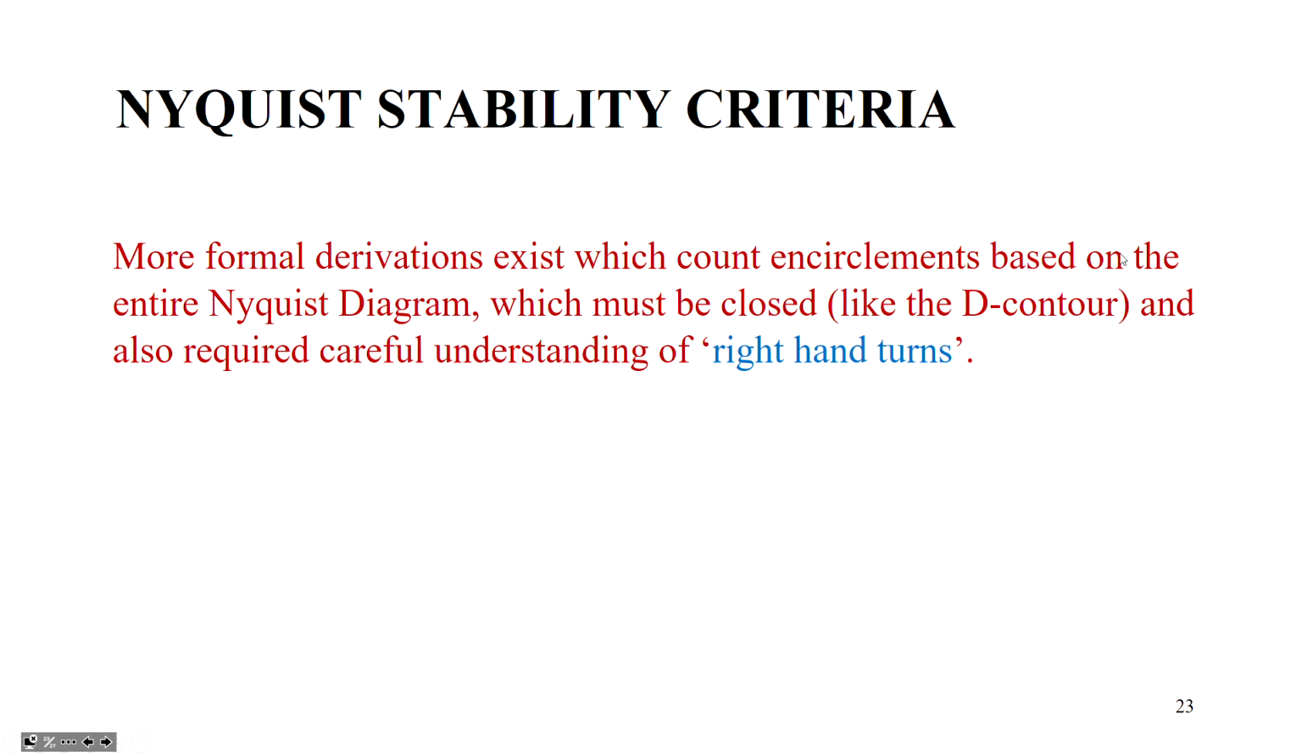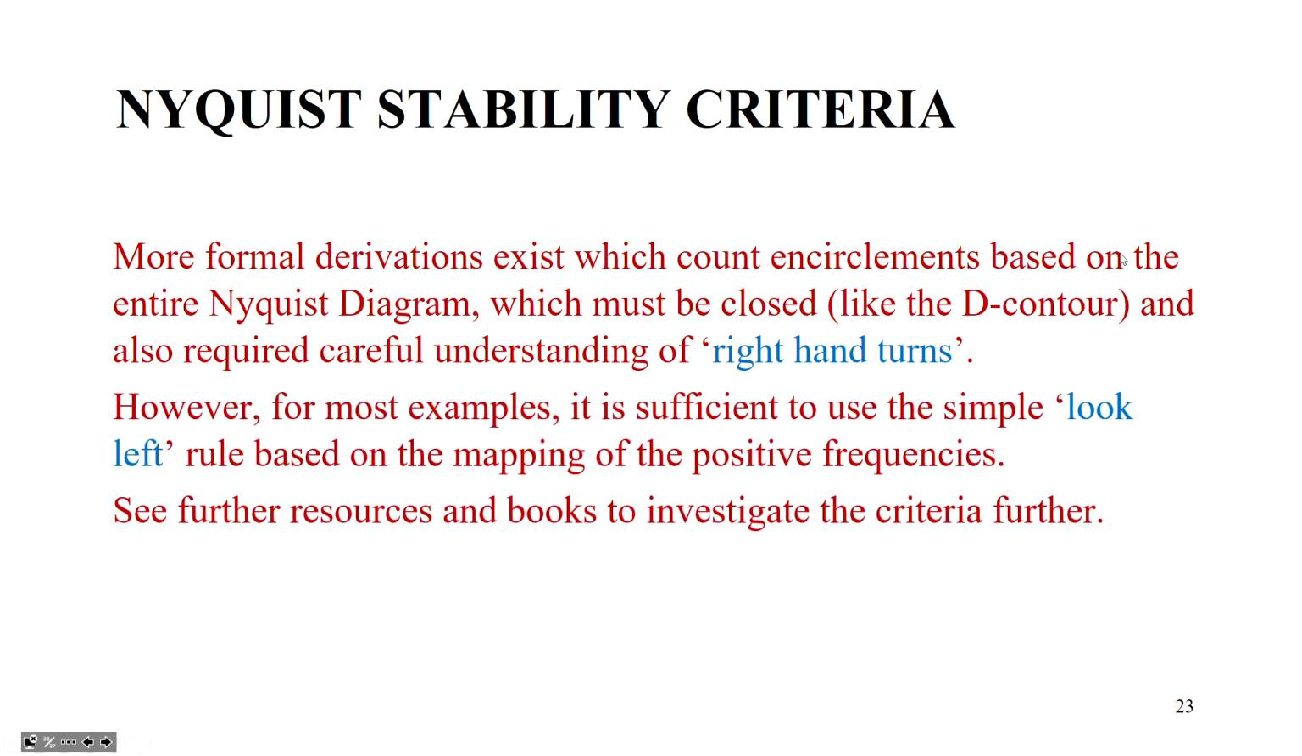So the Nyquist stability criteria: more formal derivations do exist which count encirclements based on the entire Nyquist diagram and so on, and I'm not going to do that because for most examples it's sufficient to use the simple am I looking left or am I looking right, and if you want to be more rigorous, please go and look at the textbooks.